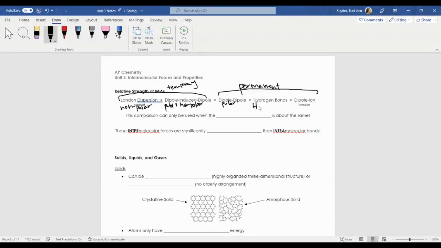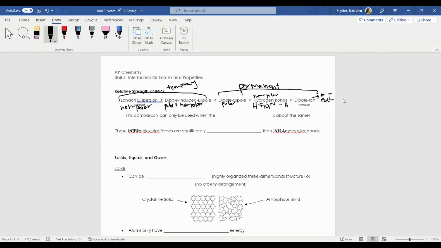I have an H that's bonded to an F, O, or N, and that's attracted to a hydrogen on another nearby molecule. So in this case, it's still permanent, but these are like your superpolar. So I'll just write superpolar bonds that are associated there. Whereas your dipole-ion are your strongest, and that's because your ions have a full-on positive or negative charge. So these are a full positive or negative charge. Those are going to be stronger.